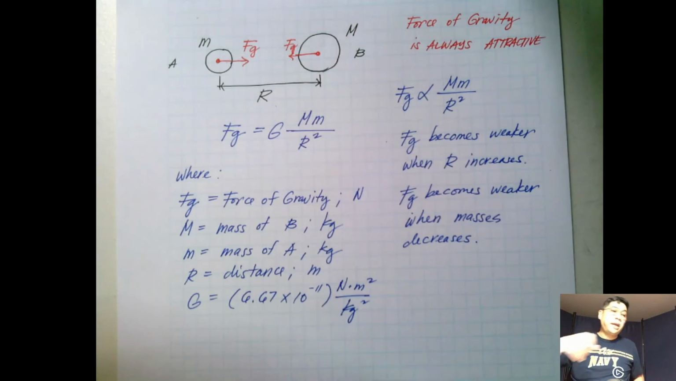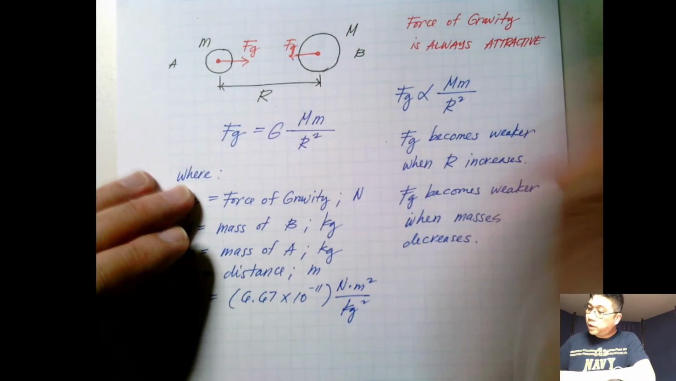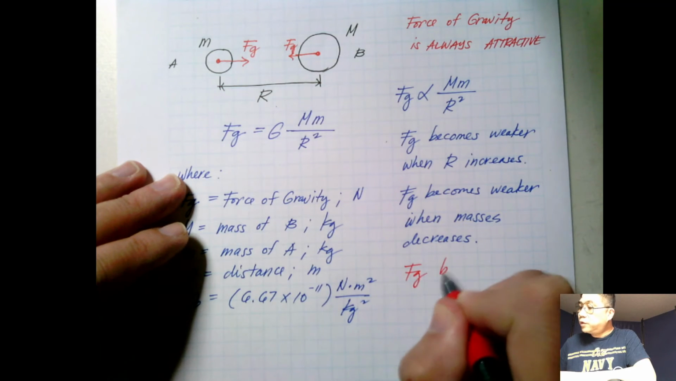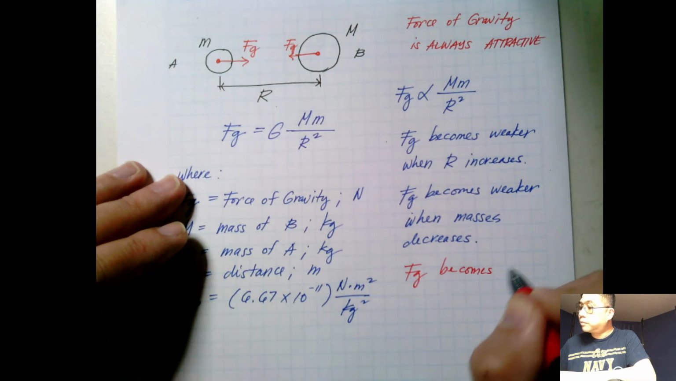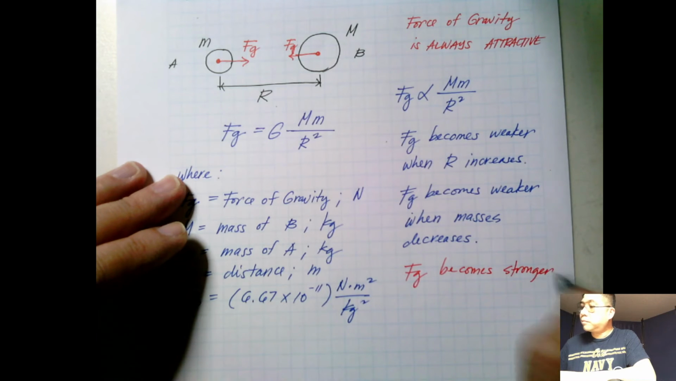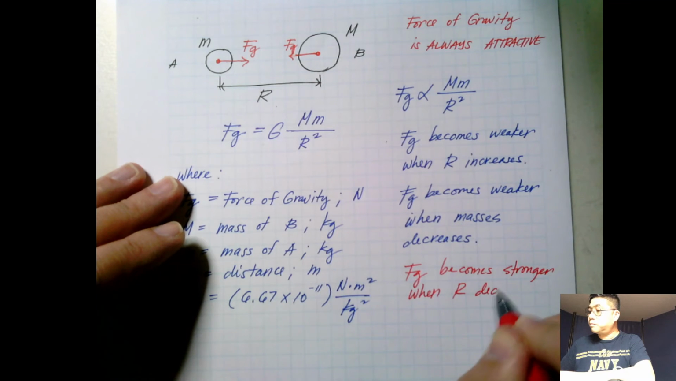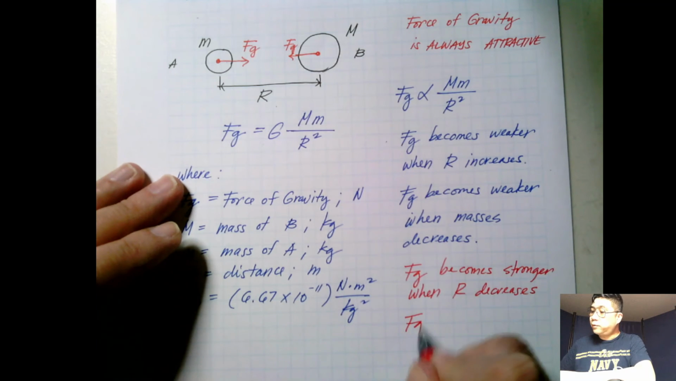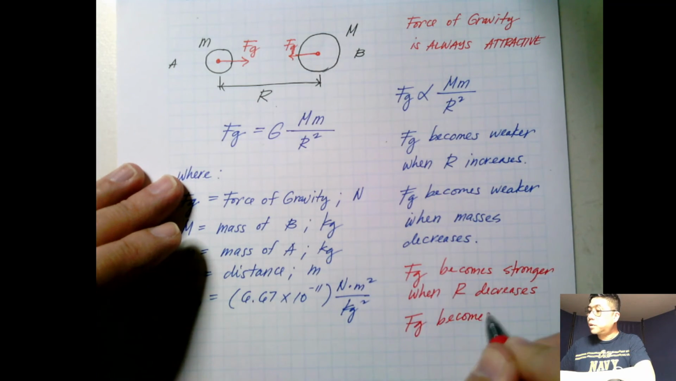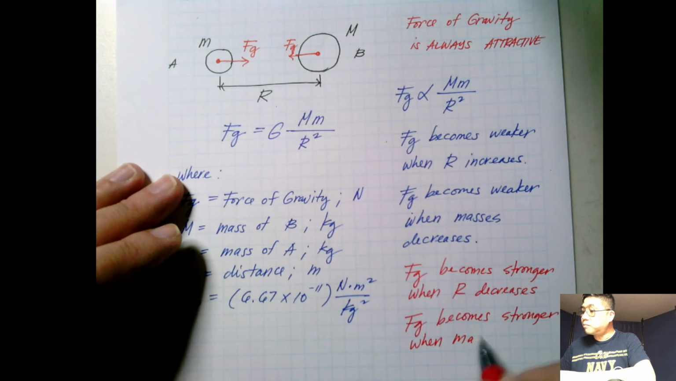So this is basically what the Universal Law of Gravitation tells us. Now, in addition to the equation, let me go further. When does it become stronger? Fg becomes stronger when r decreases. Also, Fg becomes stronger when the masses increase.